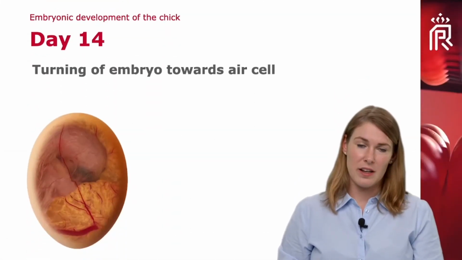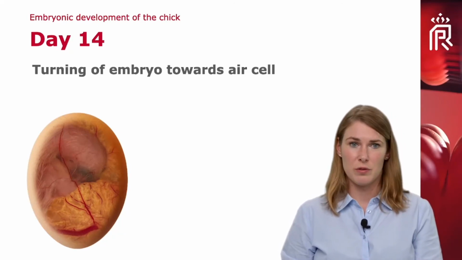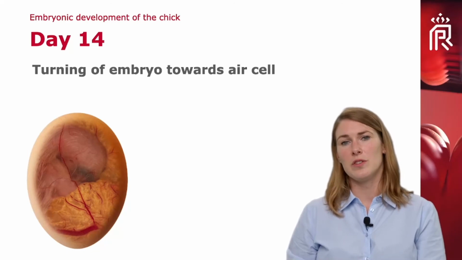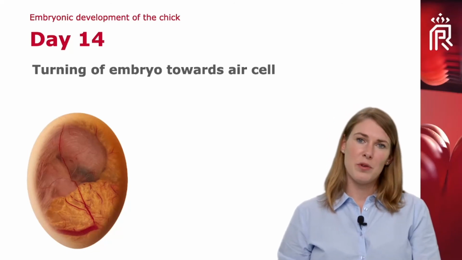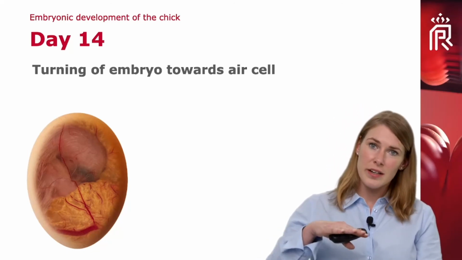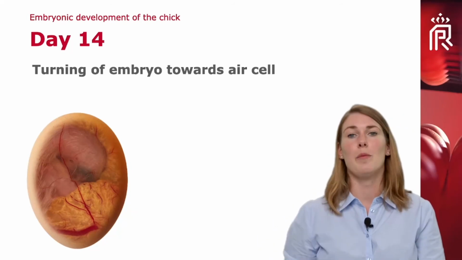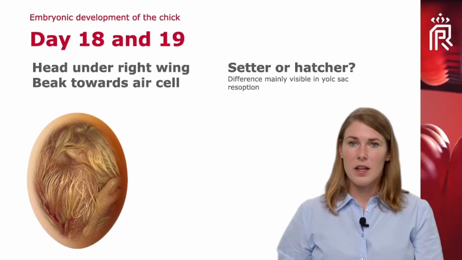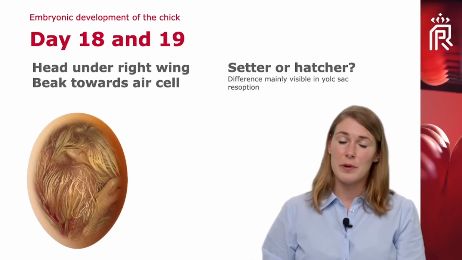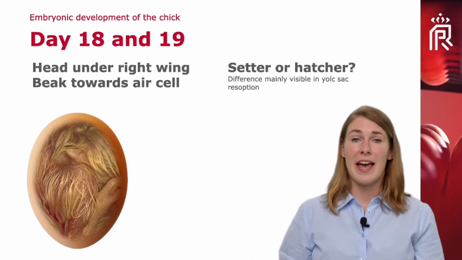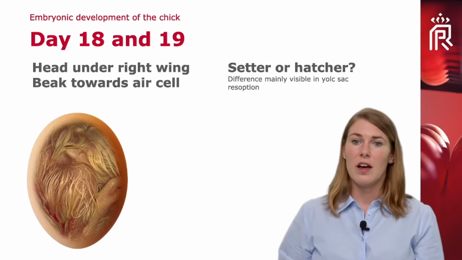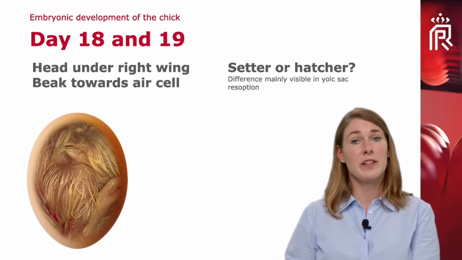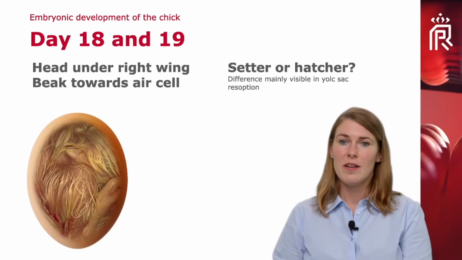Day 14, a little bit harder to distinguish already. We see that the embryo is actually turning towards the air cell. So where the embryo was first on its side, we can see that it's actually moving upwards in the air cell. Day 18 and 19, we can see that the embryo is getting its head under its right wing. The beak is going up towards the air cell, right on the right spot to pip later on.